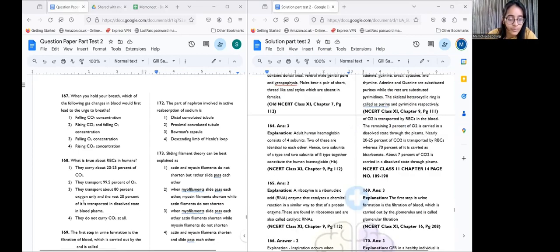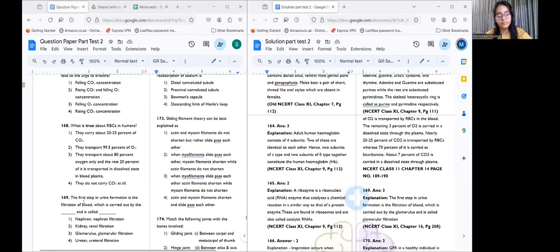Okay. Next question being, the first step in urine formation is what? It is a filtration of blood. This is carried out by what and is called what? So that's the question. The answer is 3, as mentioned here. First step is filtration of blood, which is carried out by glomerulus and is called glomerular filtration. Obviously, if we know that filtration is carried out by glomerulus, we're obviously going to call it glomerular filtration, right?